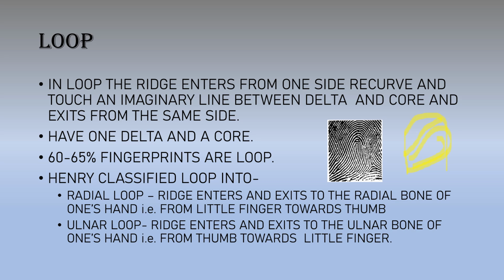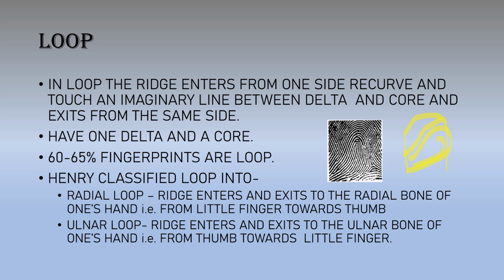Now, in the Henry classification, loops are of two types: the radial loop and the ulnar loop. In the radial loop, the ridge enters and exits towards the radial bone of one's hand, or we can easily say from the little finger towards the thumb in our hand. And in the ulnar loop, the ridge enters from the ulnar bone side and exits towards the same side, or in other words, from the thumb towards the little finger.